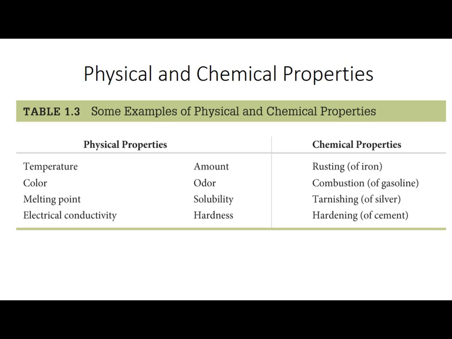So a chemical property that's not listed here might be how reactive something is to oxygen, or how reactive it is when you add water to it. And so reactivity tends to be a chemical property. So chemical properties just require a chemical reaction. So we have an example next of how to distinguish.